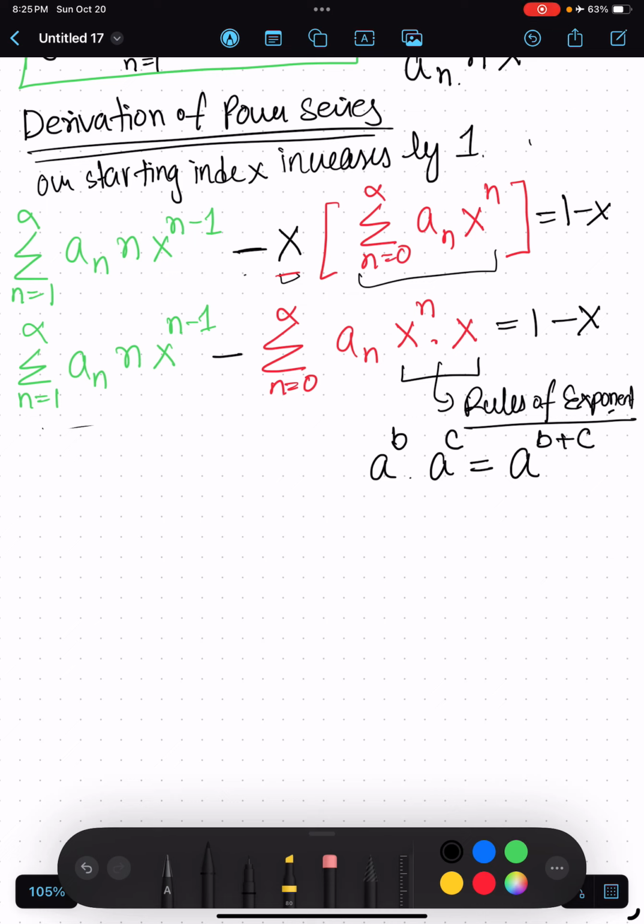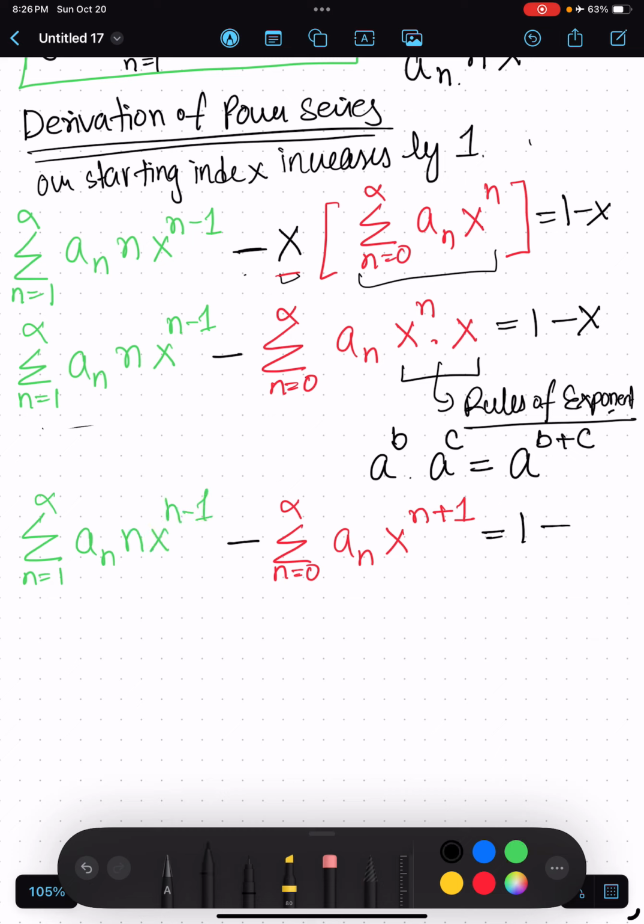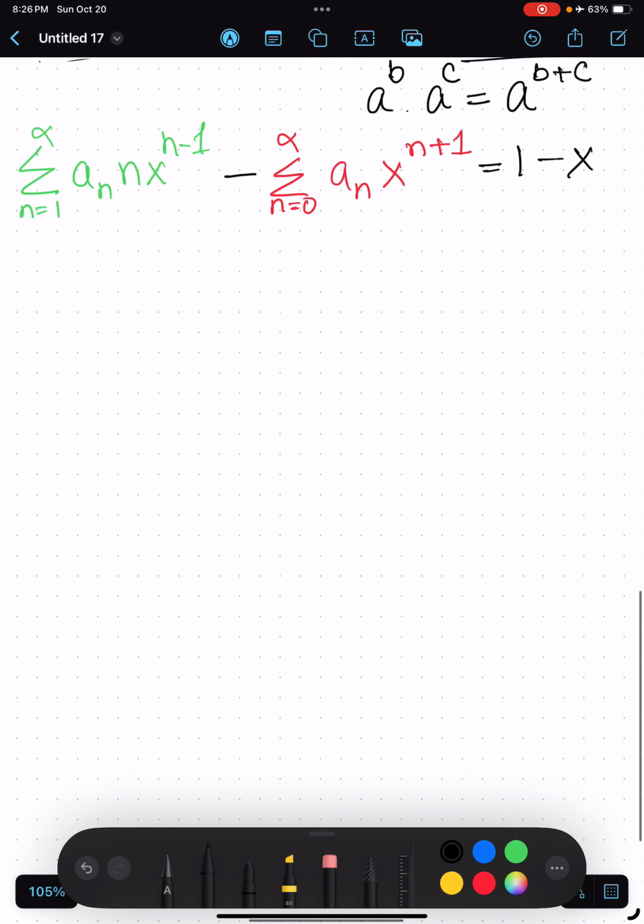So using this similar rule, I can rewrite that as summation n equals 0 to infinity a sub n x to the power n plus 1. Just rewriting the rest of the series here. Alrighty, we're doing well so far.